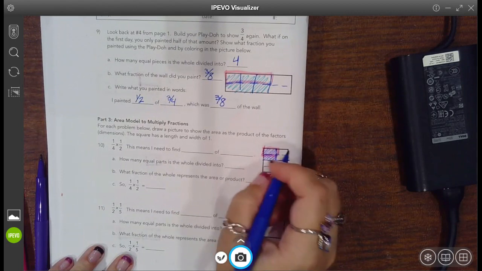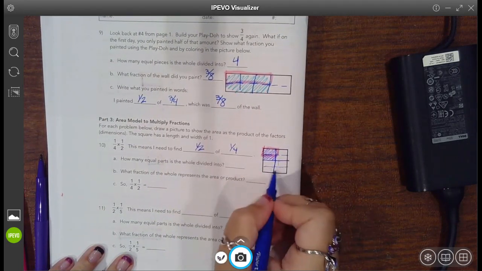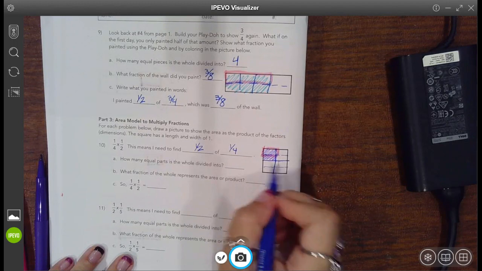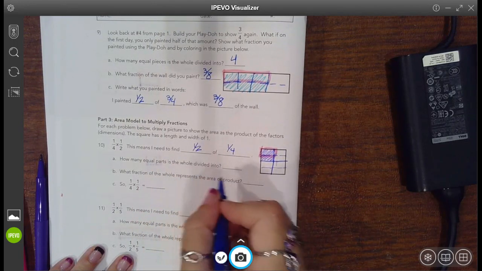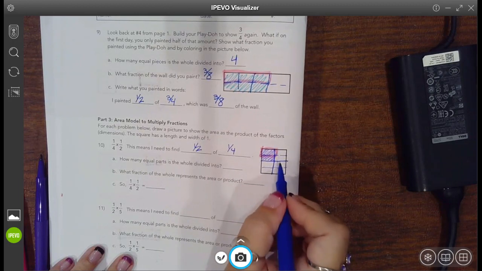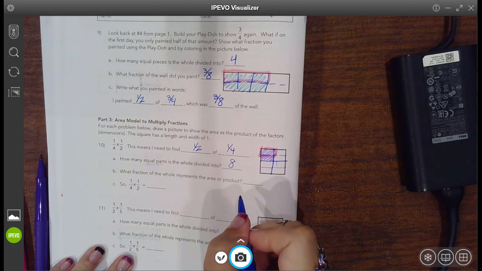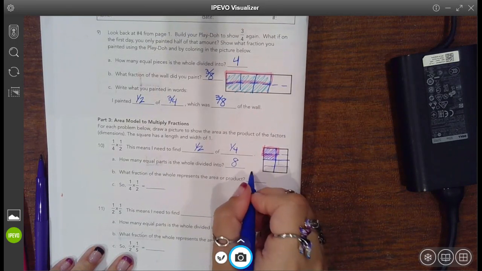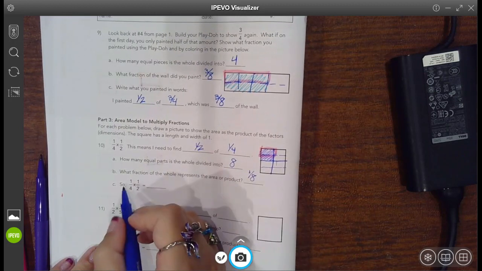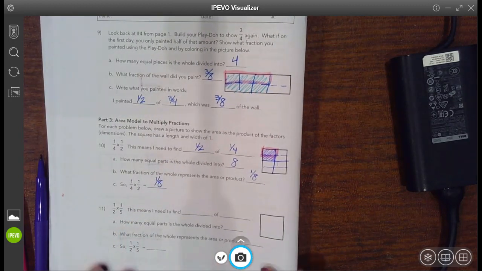Okay, so again, we did half of a fourth because we cut it into 4 pieces, and then we cut each of those 4 pieces in half as well. Okay, so how many equal pieces is the whole thing divided into? 1, 2, 3, 4, 5, 6, 7, 8 pieces. What fraction of the whole represents the area or the answer, the product? Right here, 1 of those 8 pieces. So that means that 1/4 times 1/2 is 1/8.